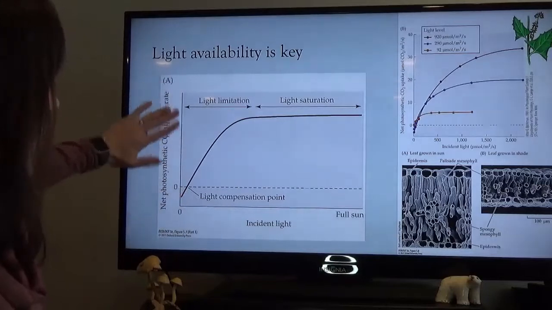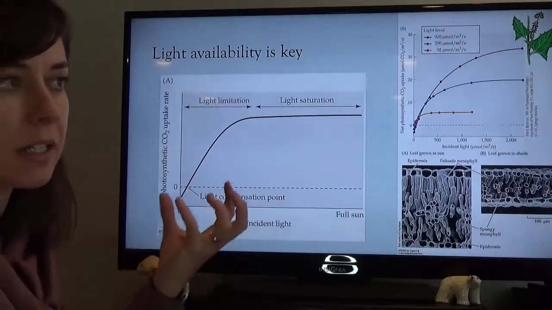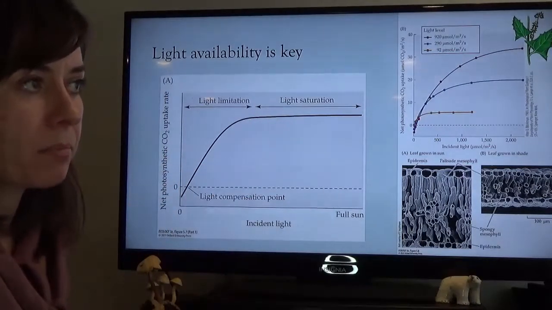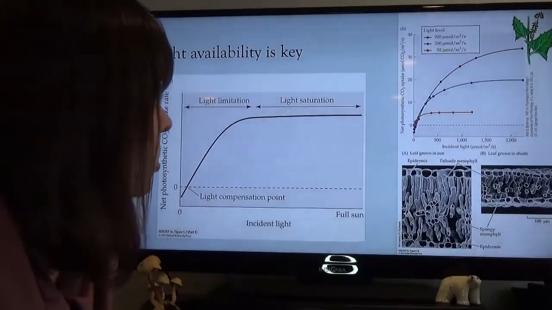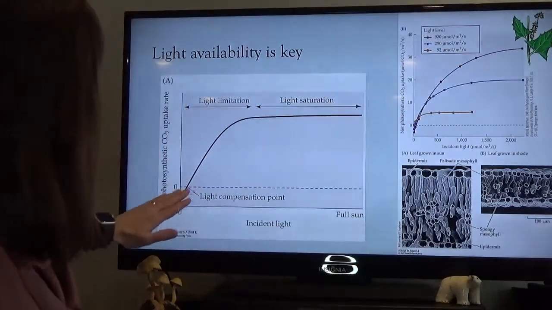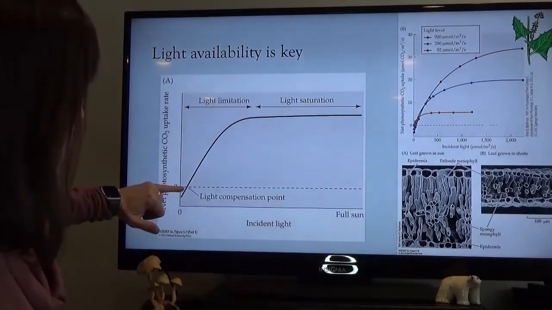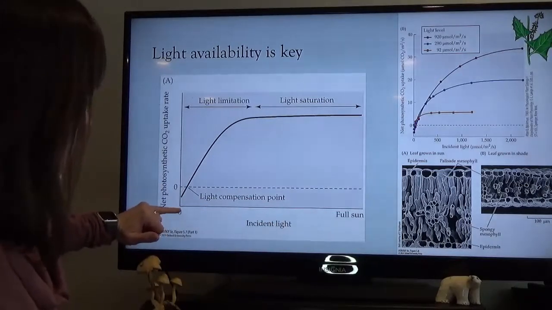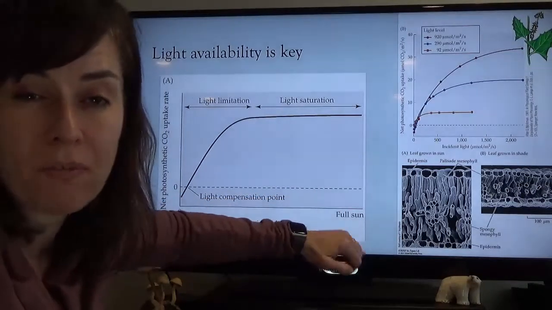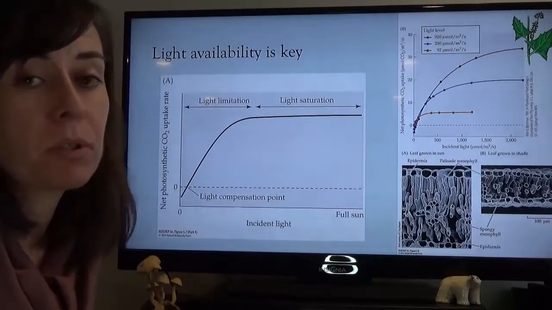Here on the y-axis, we have photosynthetic CO2 uptake rate, and this can be in various units. You can think about it as a flux of carbon dioxide per unit area per second, for example. So micromoles of carbon dioxide per meter squared per second, which is what we have in this figure. On the x-axis we have a scale from dark to full sun, which is about 1,500 micromoles of photons per meter squared per second.